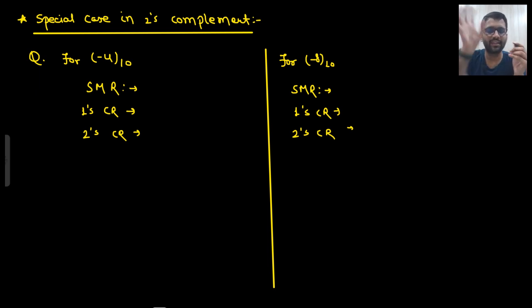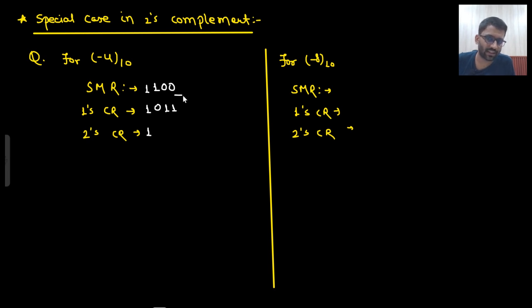This is the special case in 2's complement which we generally mug up, but here we will see the proof of why it is happening. For minus 4, you need to represent it in sign magnitude representation. So how will you represent it? Minus sign is there and 4 in 3 bits. So this is the sign magnitude representation, minus sign and then 4. What will be the 1's complement? This as it is, complement of the rest. What will be the 2's complement?